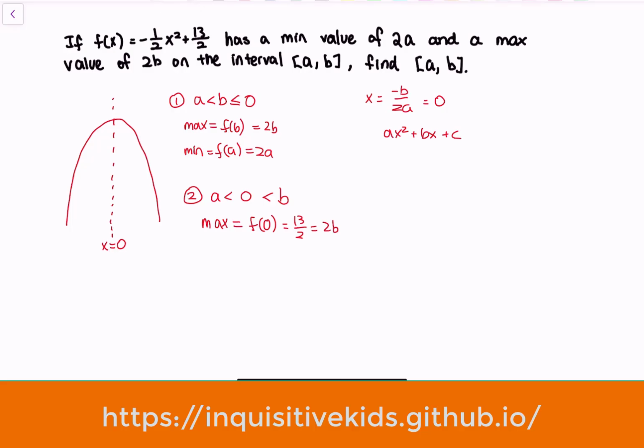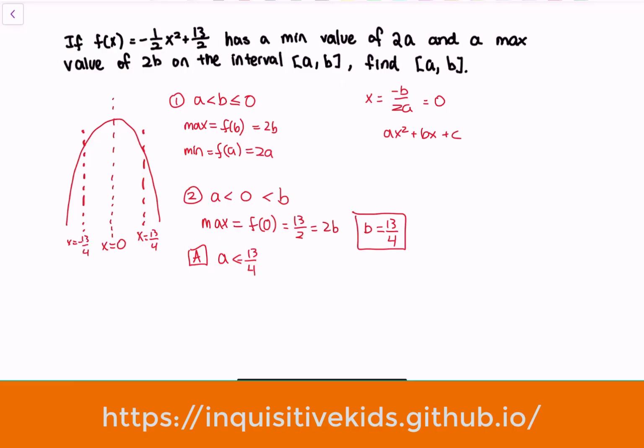The first case, we'll call it case A, is when a is less than negative 13 over 4. So where did we get this? Well, in case 2, we know that 13 over 2 is equal to 2b, which means that b, no matter what, is 13 over 4. And if x equals 0 is right down the middle of this interval, we would get something like this: x is equal to 13 over 4, and this is x is equal to negative 13 over 4.